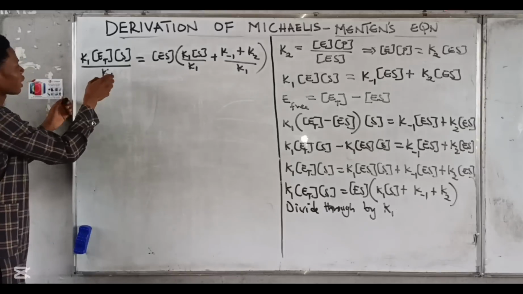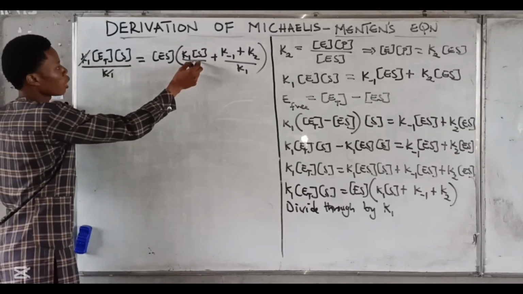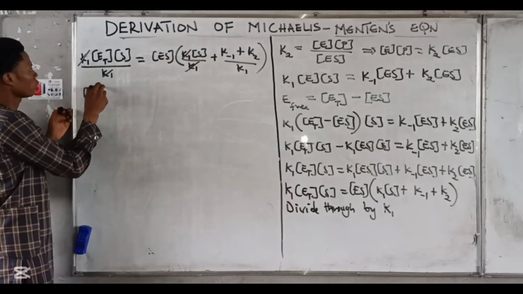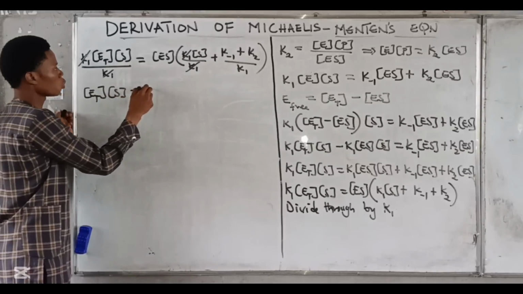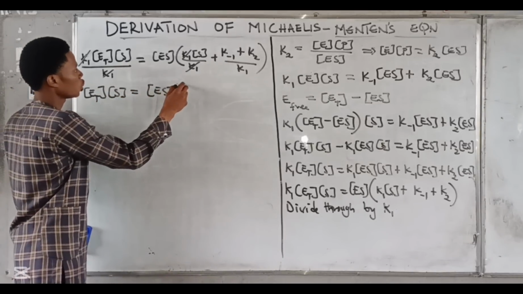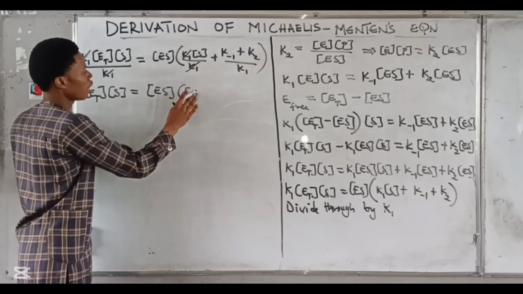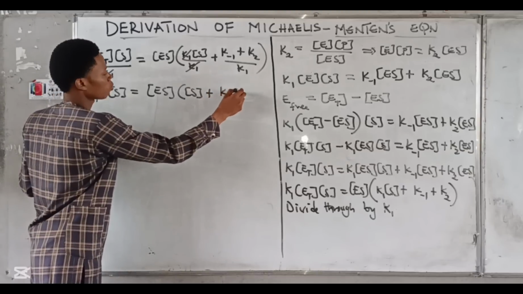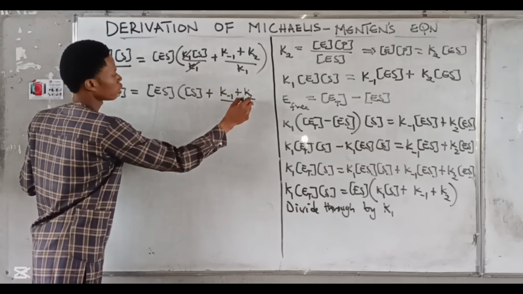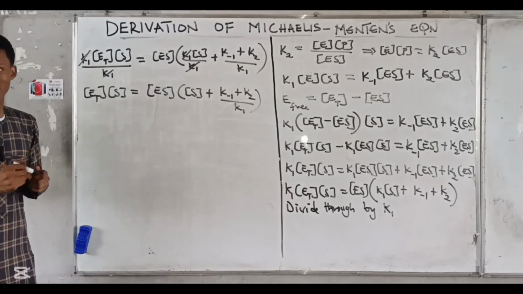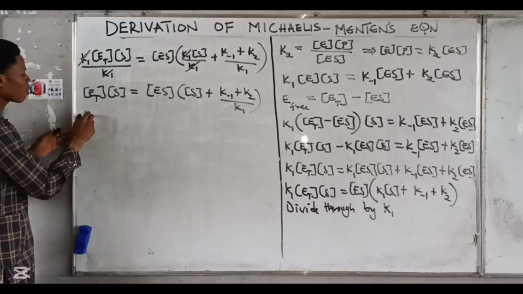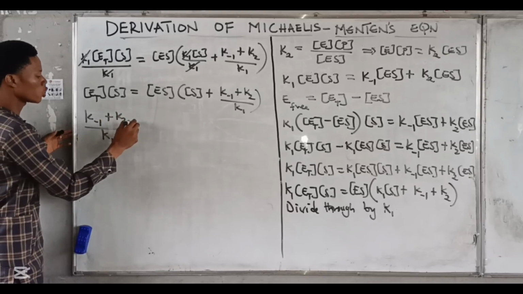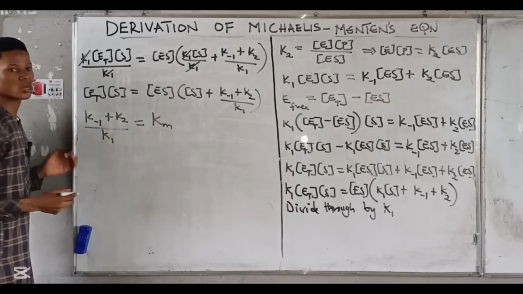But before then, you agree with me that K1 we cancel K1, right? This K1 here we cancel this K1 here. So we are left with E total substrate concentration equal to ES into, here we are having S plus K minus 1 plus K2 all over K1. Now, it is a known fact that K minus 1 plus K2 all over K1 is equal to Michaelis Menten's constant. It's equal to Km.